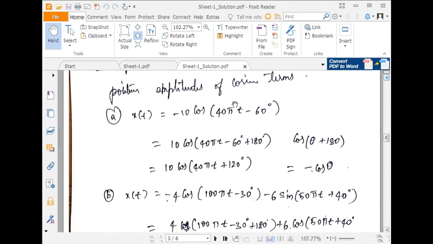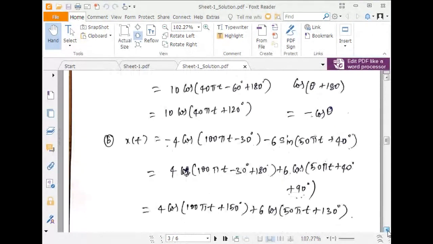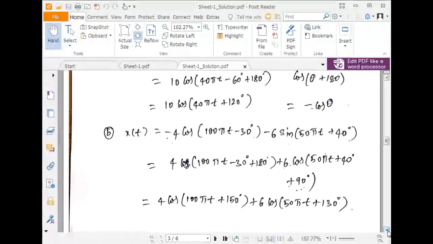Convert this negative sign. See, the question is minus 10 cos of 40 pi t minus 60 degrees. You have to remove this minus by using the formula: cos theta plus 180 equals minus cos. If you add 180 degrees here, it becomes positive. That's it. Is it clear? In the same way, good.